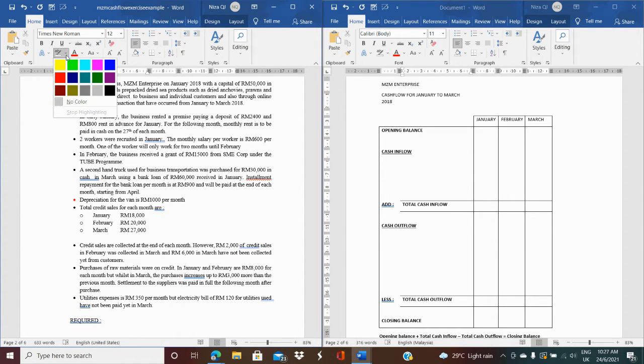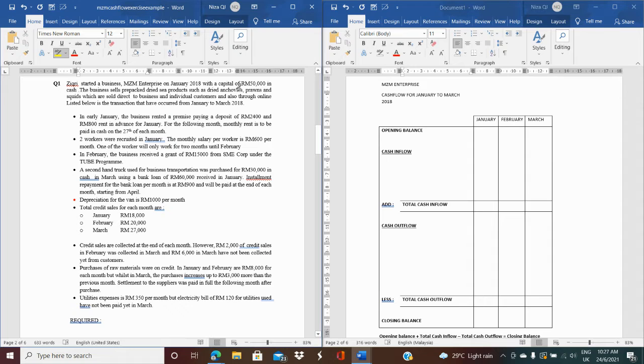Okay, so I'm going to use the highlighter now. Inflows will be yellow and outflows will be green. Look at the first statement: Zikri started a business, MZ Enterprise, in January. So this is relevant for January 2018, with a capital of RM 50,000 in cash.